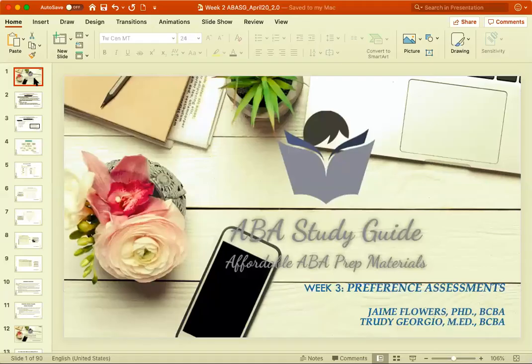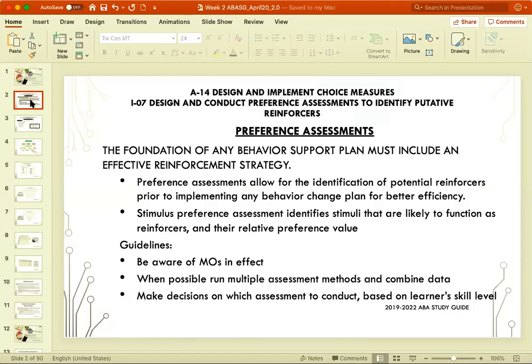Okay, so week 3, we're going to talk about preference assessments. And starting from the beginning, preference assessments are really important foundations for behavior support plans. You need to make sure that you do preference assessments so you can identify potential reinforcers before implementing a behavior change plan. Reinforcers are how we shape behavior, right? It's how we increase behavior or maintain behavior we want to see.